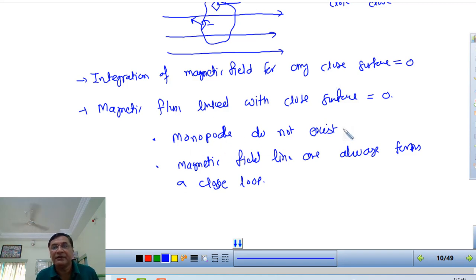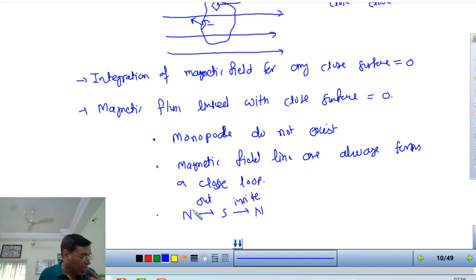You can write it in a different way also. You cannot separate north pole and south pole. And magnetic field lines are always in closed loops. And we know that outside the magnet it goes from north to south, and from south again to north. So this is out of the magnet, and this is inside the magnet. So this is the main thing for Gauss law. Okay.